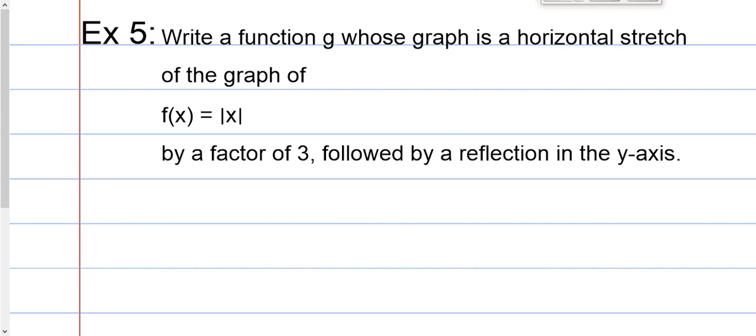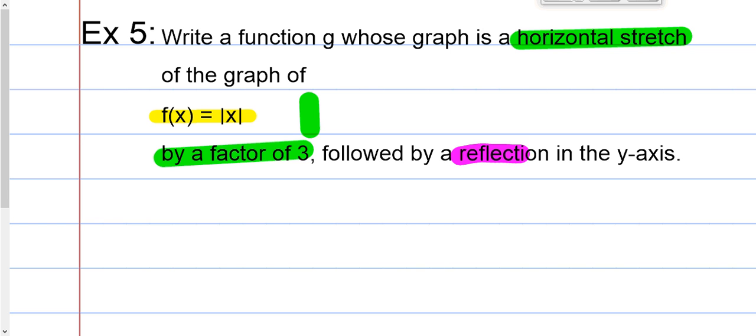All right? Example 5. Write a function g whose graph is a horizontal stretch of the graph of f of x equals the absolute value of x by a factor of 3, followed by a reflection in the y-axis. So again, there's two things going on. The first one, horizontal stretch by a factor of 3, that's going to be 1. Then the second one, reflection in the y-axis, that's going to be 2. Maybe I should write that in there. There we go.